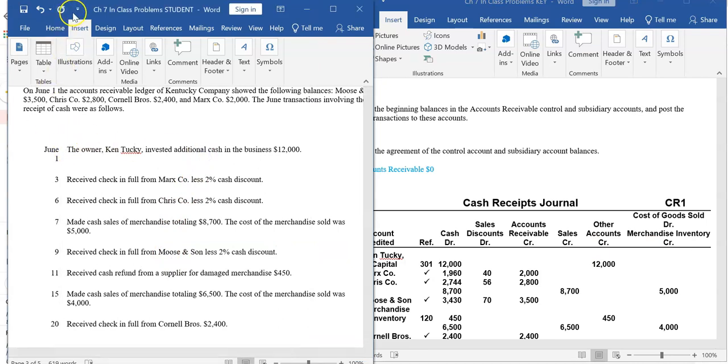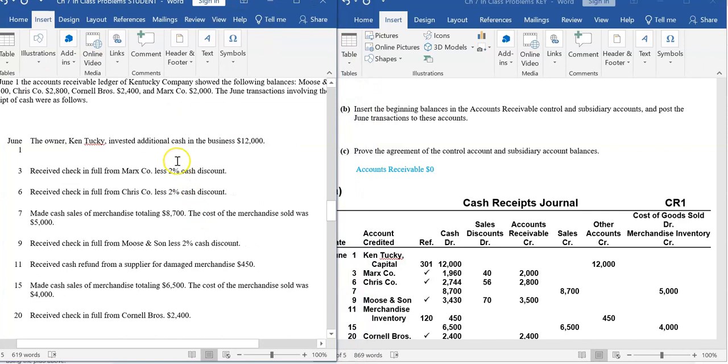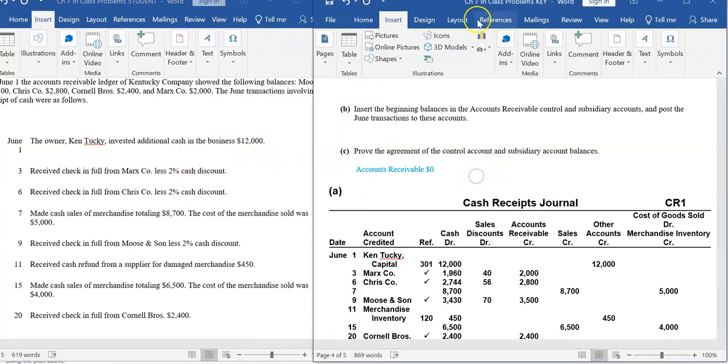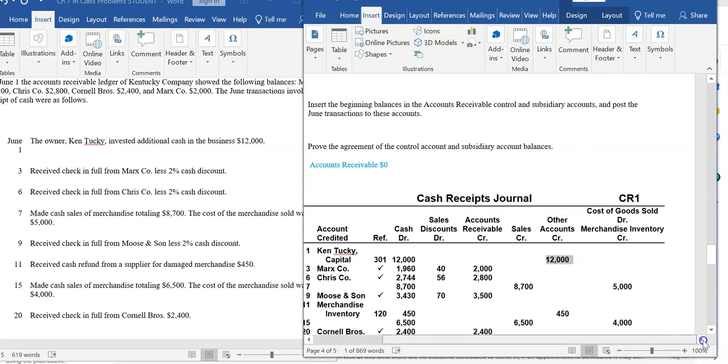Very first transaction. The owner, Kentucky, invested additional cash in the business of $12,000. So if the owner invested cash on June 1st, we are going to debit cash to show that the company received cash from the owner. And there is no column here to reflect owner's capital account, so we're going to use the other accounts credit column.